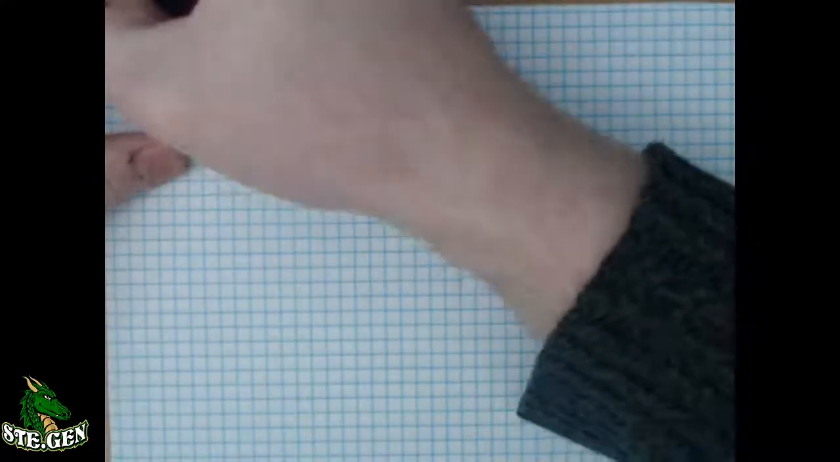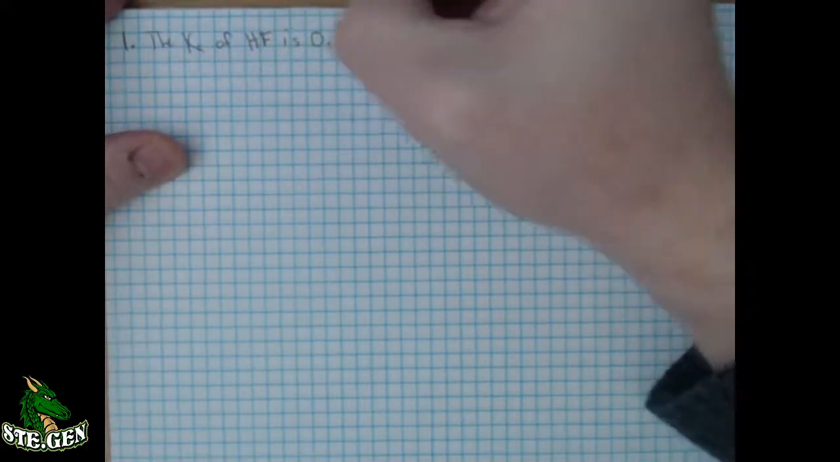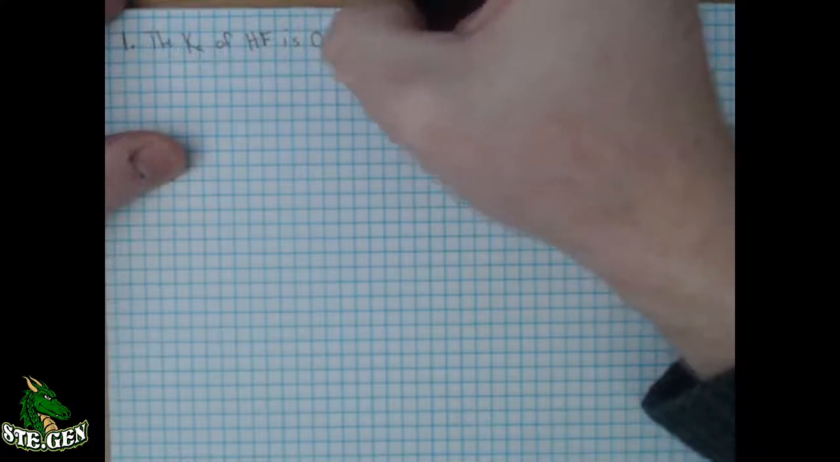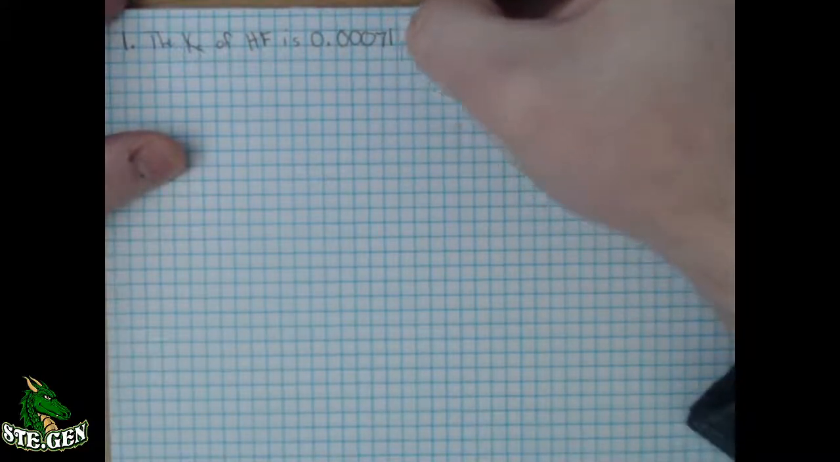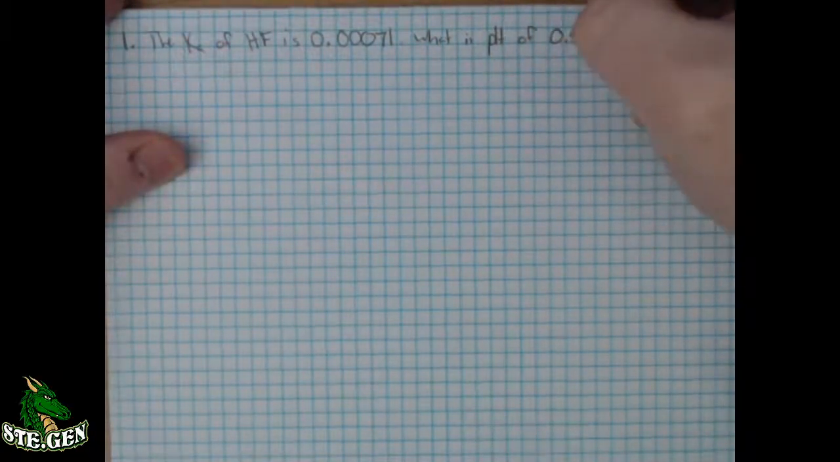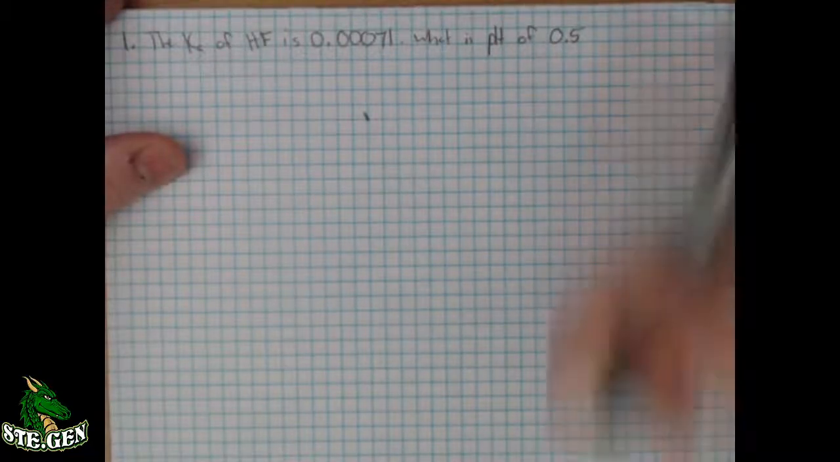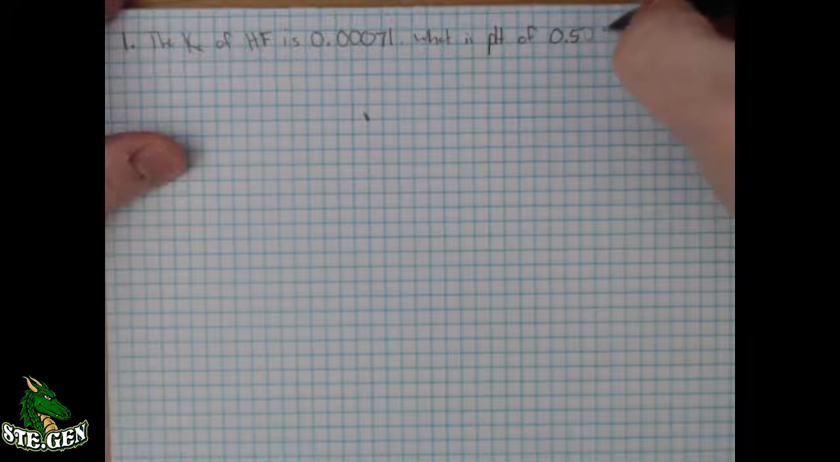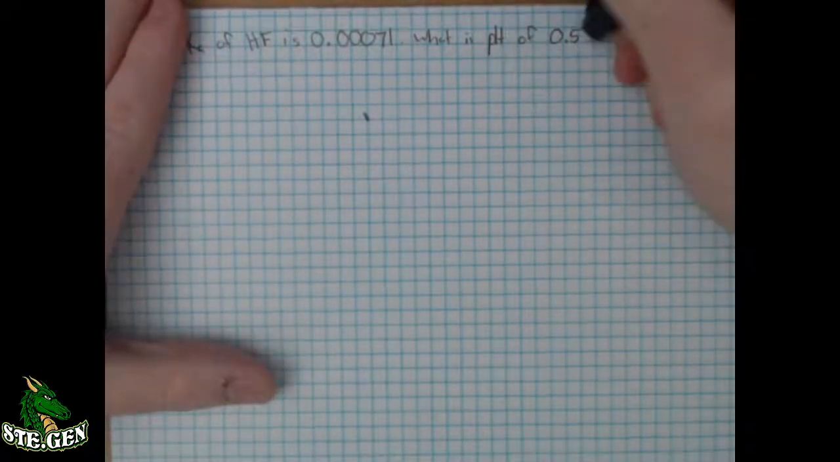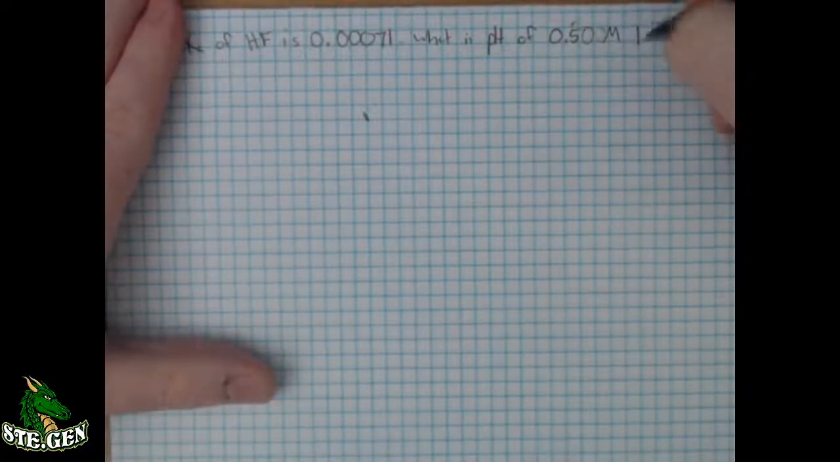So our first example problem we're gonna do is: the question says the Ka of hydrofluoric acid, which is HF, is 0.00071. What is the pH of 0.50 molar HF?